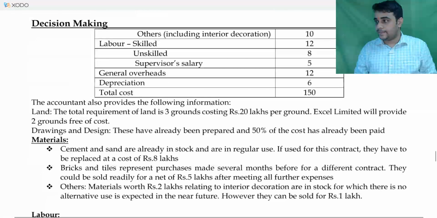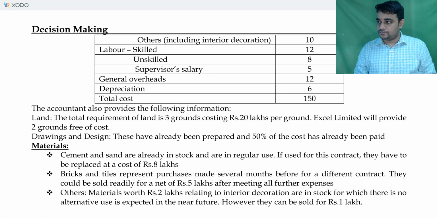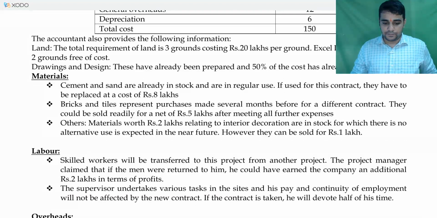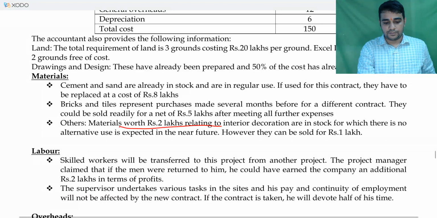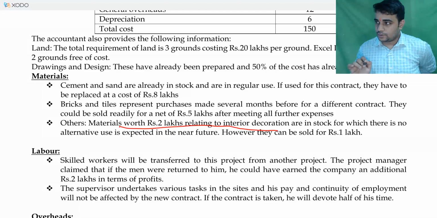Okay. Actually, in question they have said 10 lakhs as others including interior decoration. Correct. But in question in points column they have said the others are interior decoration for 2 lakhs and it can be sold for 1 lakh. Correct, the opportunity, in case if we are selling to others, we will be getting only 1 lakh. But in case if we are using it for the project, we have to spend 2 lakh.